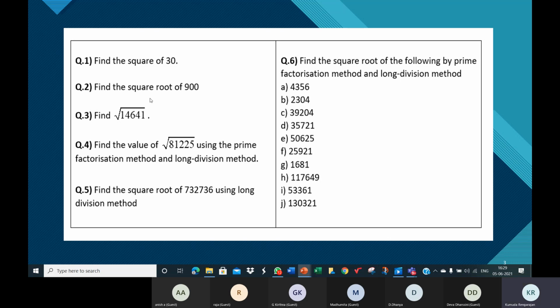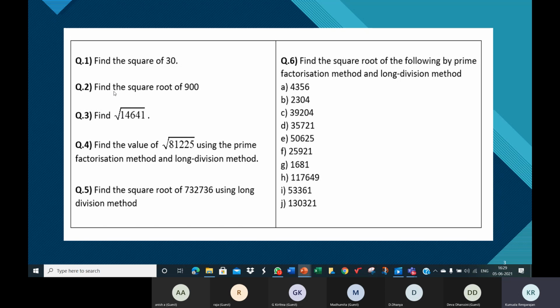So this is given in words here. Find the square root of 900 is given in words. Symbolically, find the square root of 14,641. Here you can see the symbol used. Square root of 14,641, here the symbol is used.